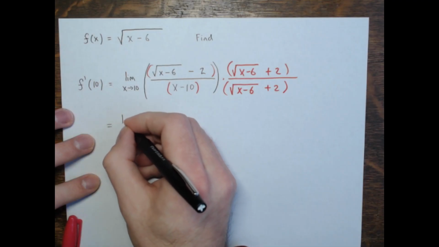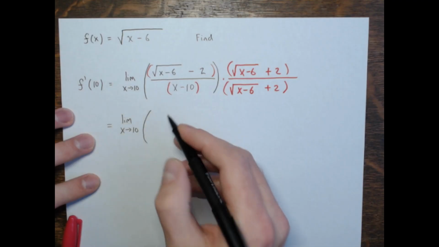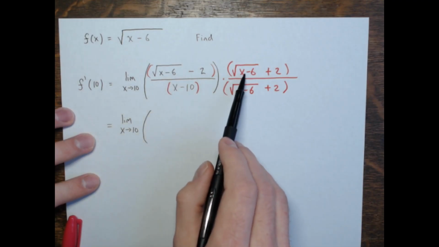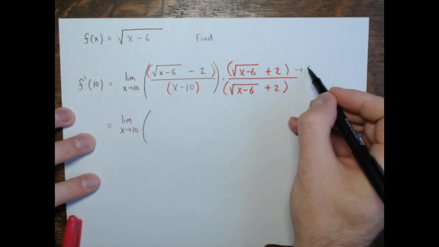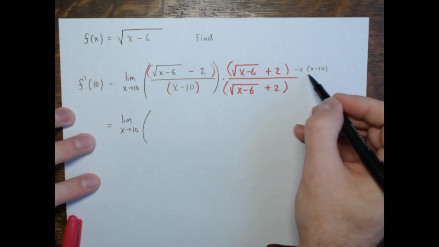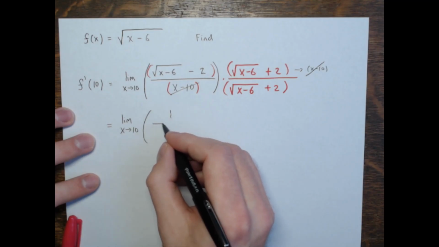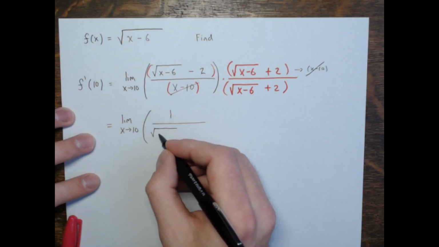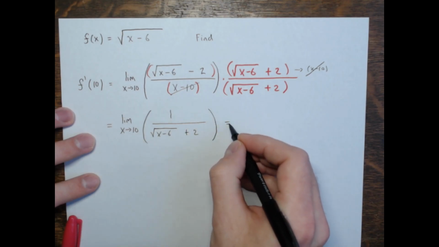And we have the limit as x approaches 10. Now up top, that'd be x minus 6 minus 4, so that'd be x minus 10 up top when you totally simplify, and that would cancel with the x minus 10 down here. So I would just have 1 over that conjugate, square root of x minus 6, plus 2. So this is 1/4.